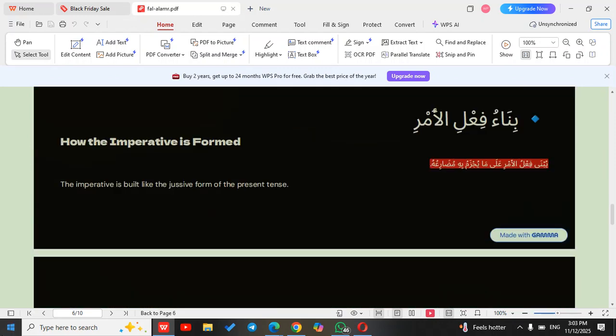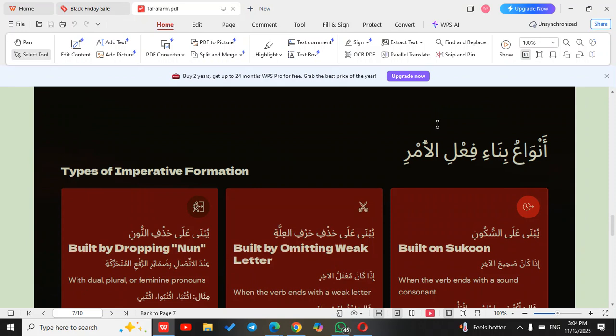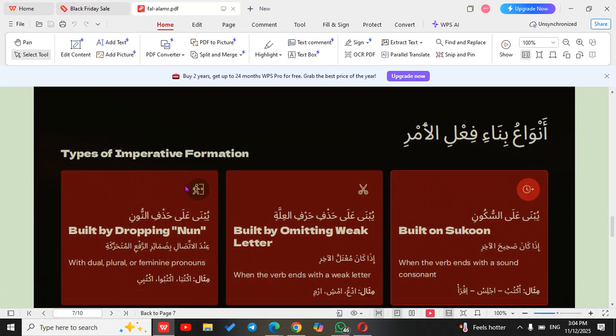Now, الآن نواصل عن بناء فعل الأمر, يعني how the imperative is formed. يعني يبنى فعل الأمر على ما يجزم به مضارعه. The imperative is built like the jussive form of the present tense. Now, so we have anwa'u bina'i fi'l al-amr. The types of imperative formation.